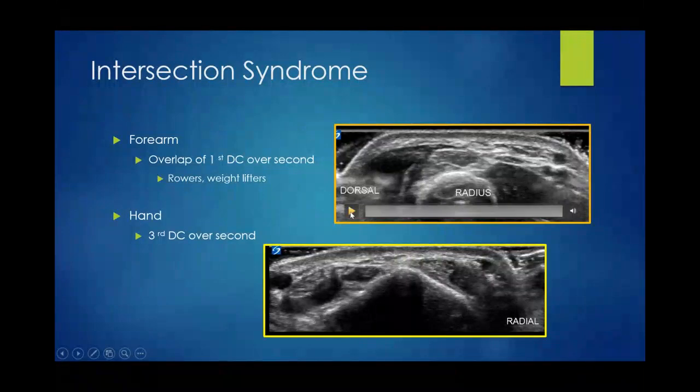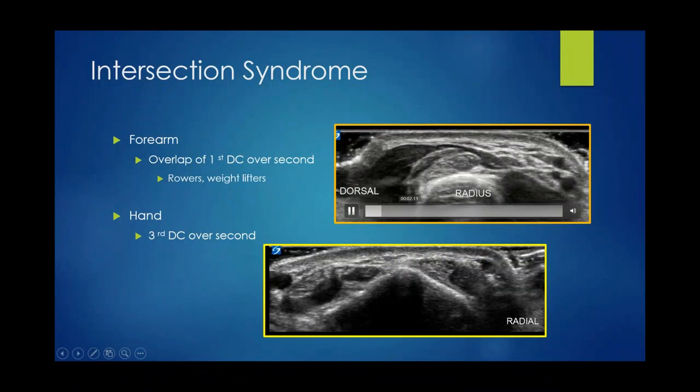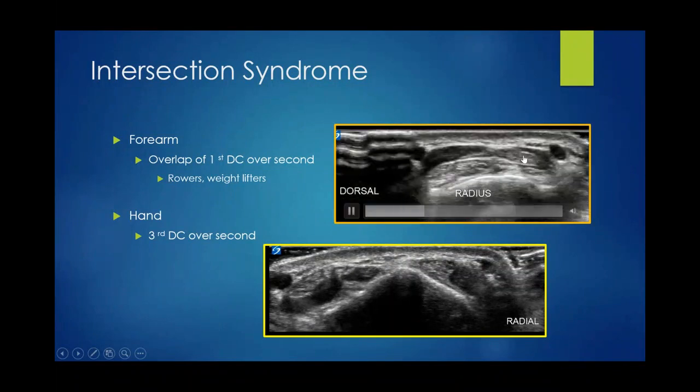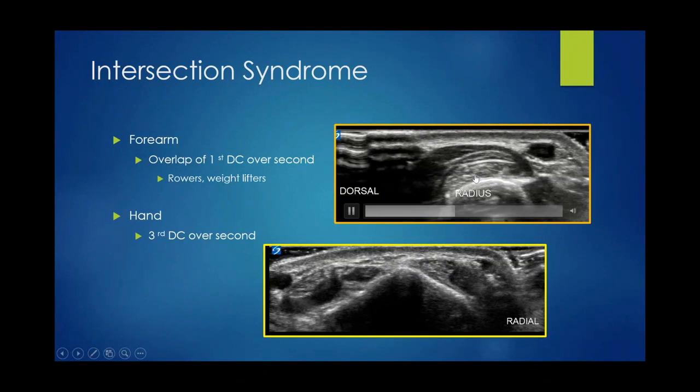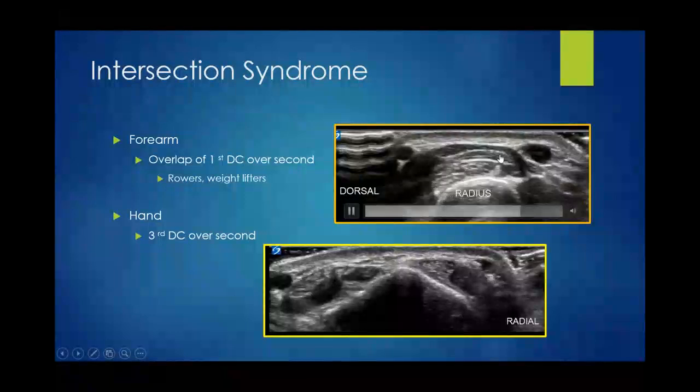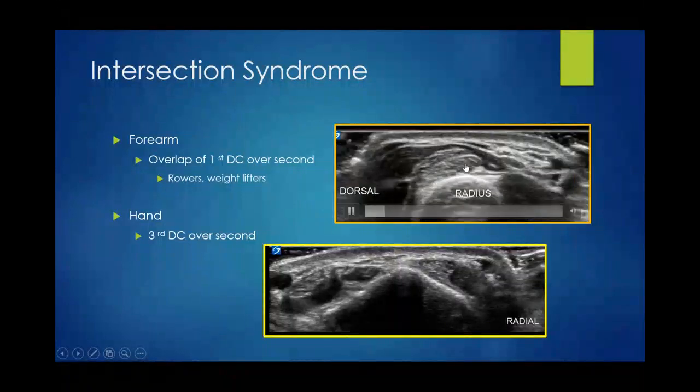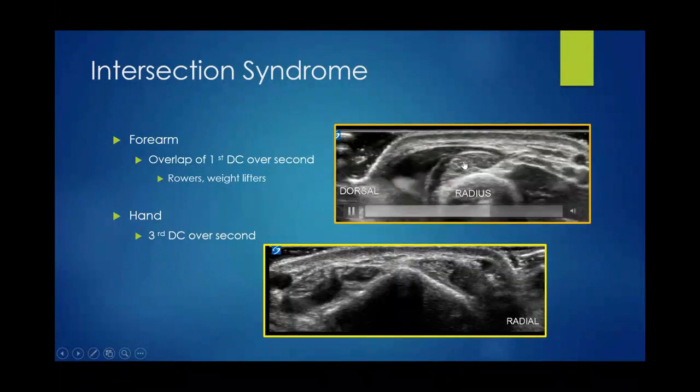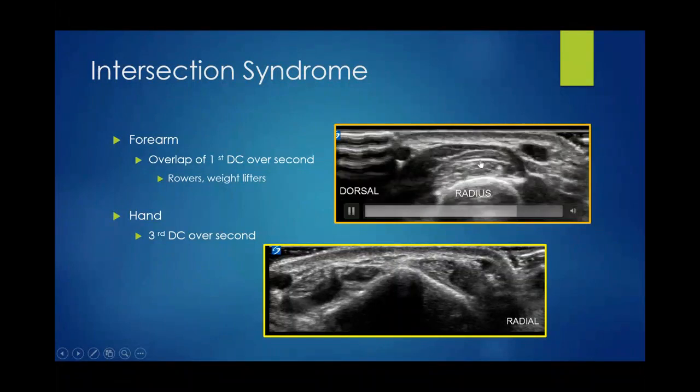This video might make it easier to understand what's happening here. Here you see the first dorsal compartment tendons overlying the second compartment tendons. Again, the first is the abductor pollicis longus and extensor pollicis brevis, coming over top of the extensor carpi radialis longus and brevis. This movement of the tendons, while normal in some people, can become painful, and they would report painful cracking or crepitus type sensation.